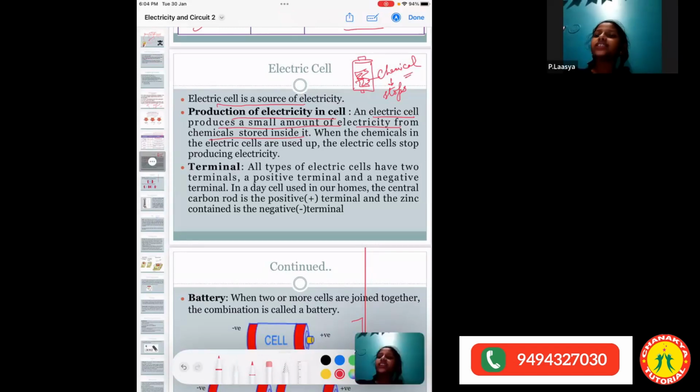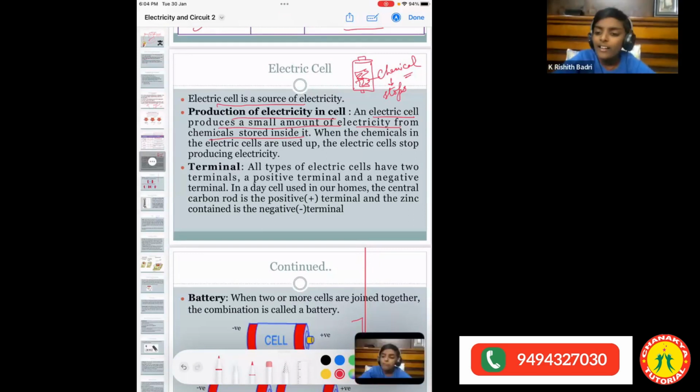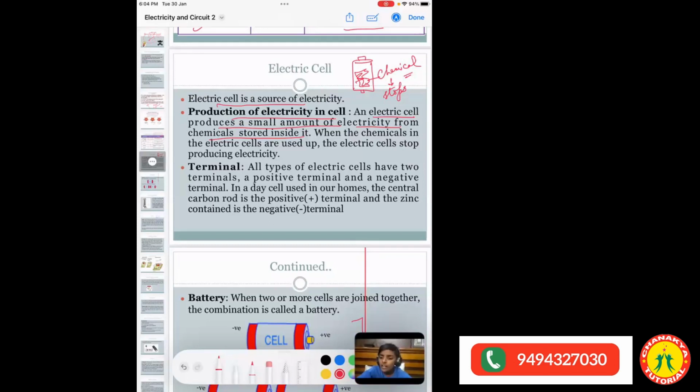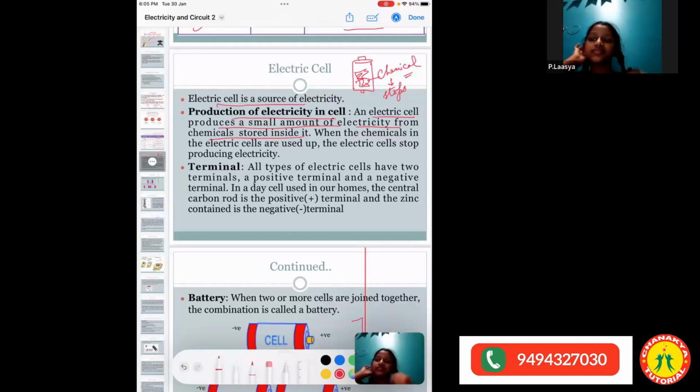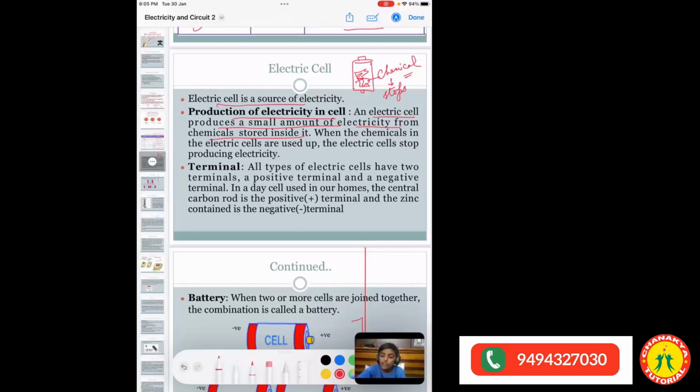Yes, correct. This is a cell only. There are different types of cells. If it has two cells, then definitely it is a battery. If the battery or the cells are dead, the toy won't run. They won't work.